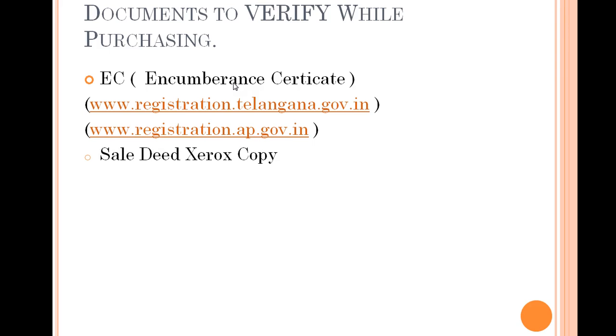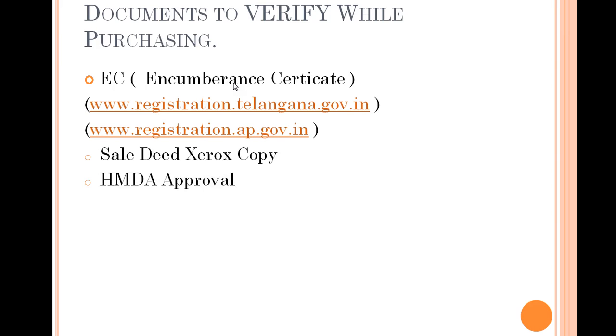Then next you need to have a sale deed Xerox copy. When you purchase a land, this is the sale, we call it a sale deed. It will be on the owner side. You may need to ask for the sale deed Xerox copy, where it will show you the actual information about the land, so how many acres or how many square yards the land is. You can check the measurements, and it will have all the measurements and the date and time on which register office it was registered and which SRO it is related to.